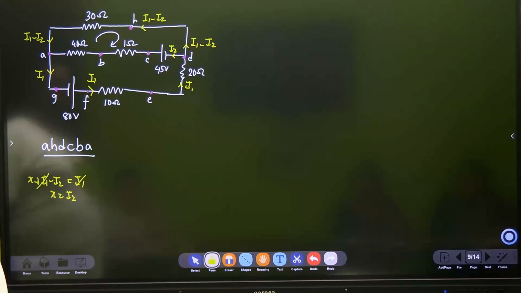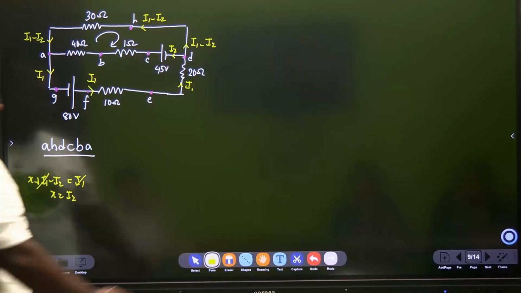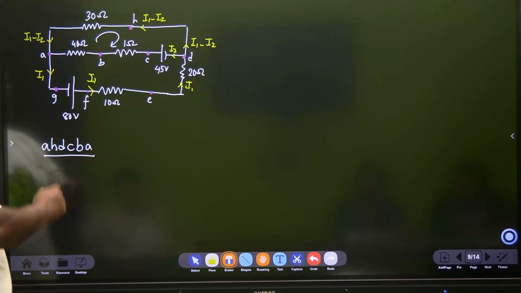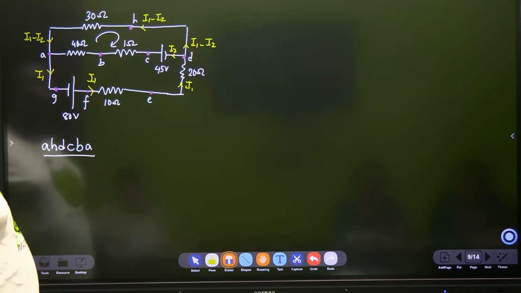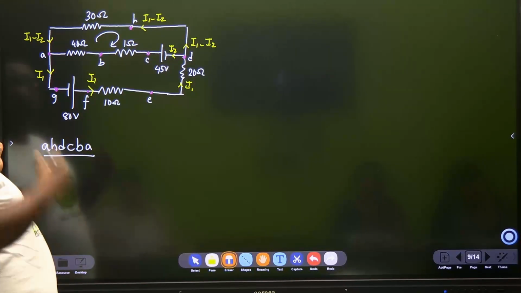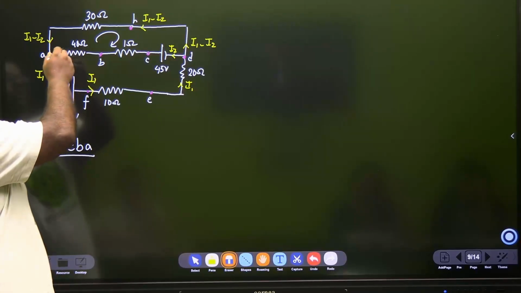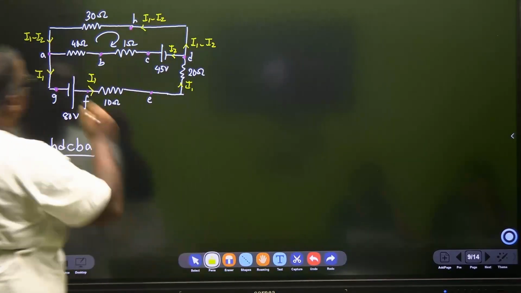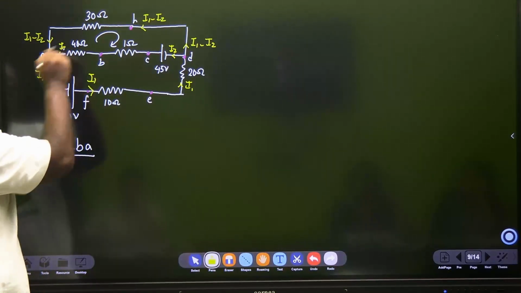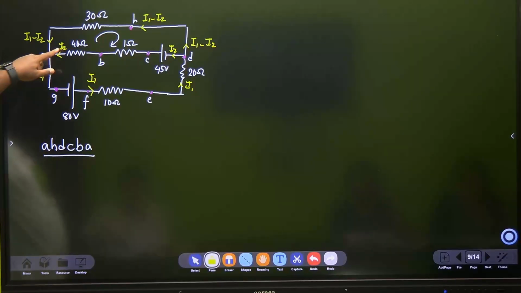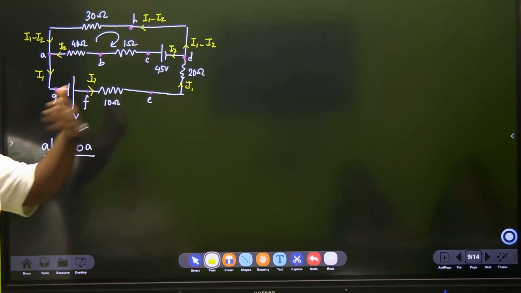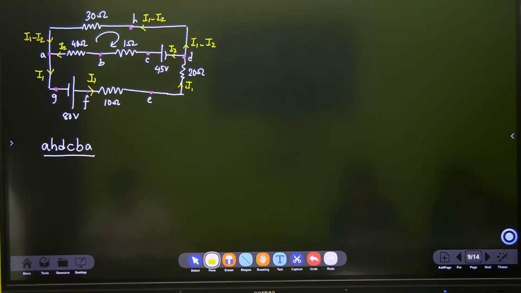But I2's direction will be what? How can the same I2 hit with both? If I put I2 out here, I can put straight away I2 out here. Just see, as per Kirchhoff's law, am I obeying? I2 plus minus I2 plus I1. I'm obeying. Don't put I2 in this direction. Two currents cannot collide. Same current. Job is done.